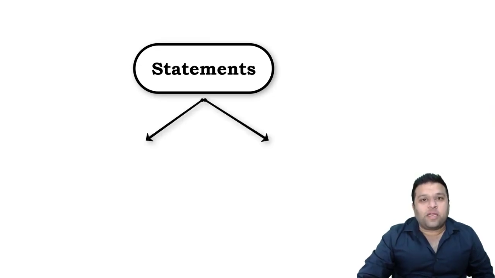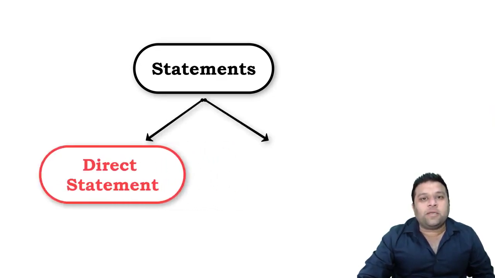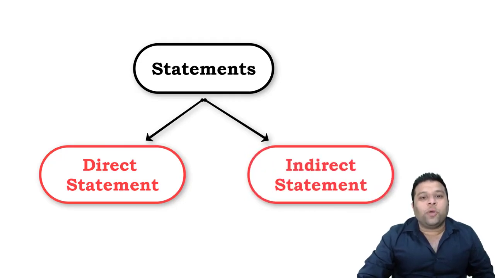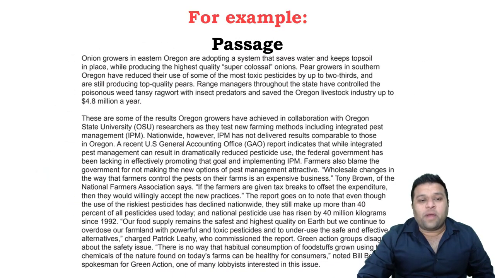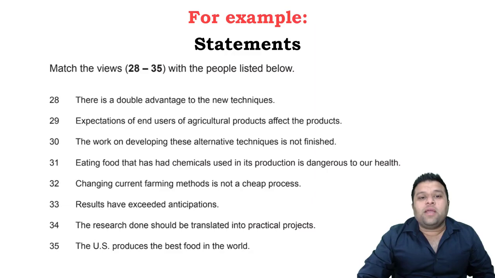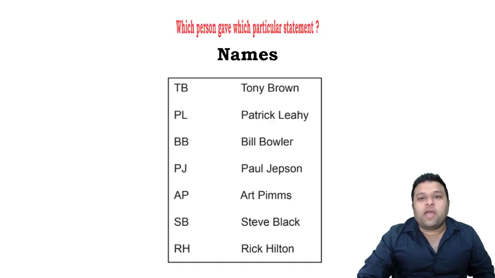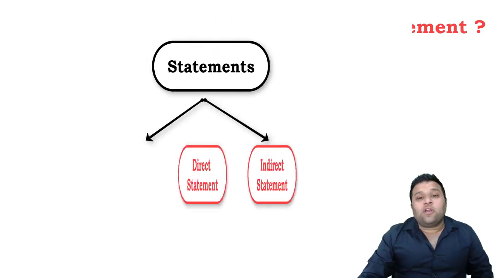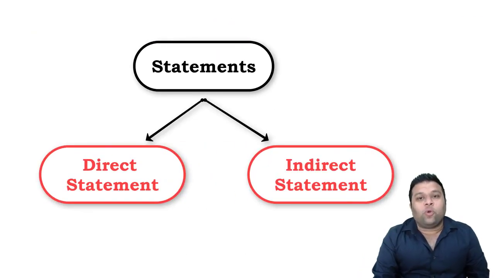There are two types of statements. First is called direct statement. Second is called indirect statement. These are the questions where you get a passage and then we have names of people, right? For example, there is a passage, there are some statements, and then we have names of people. And we have to find out which person gave which particular statement, right? Guys, there are two types of questions. As I said, one is called direct statement, one is called indirect statement.